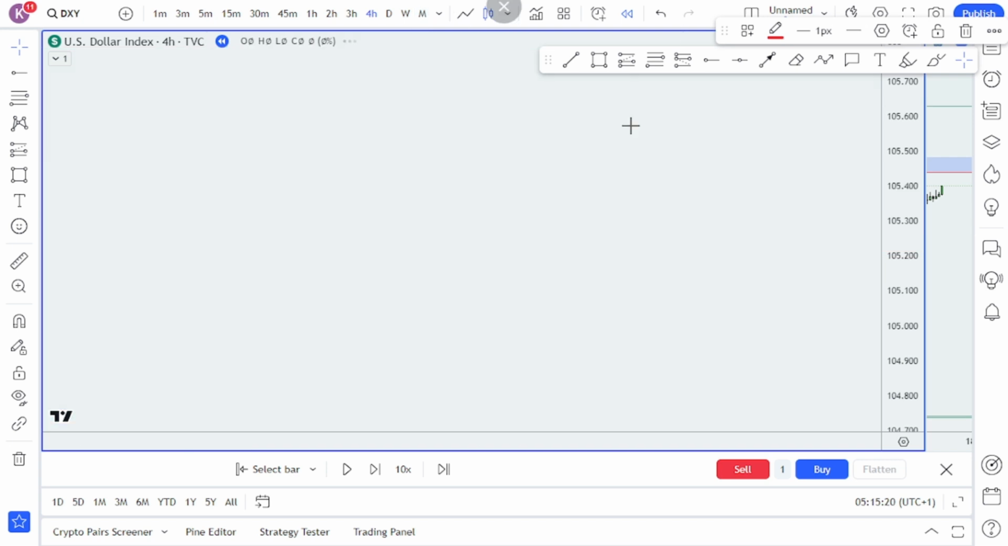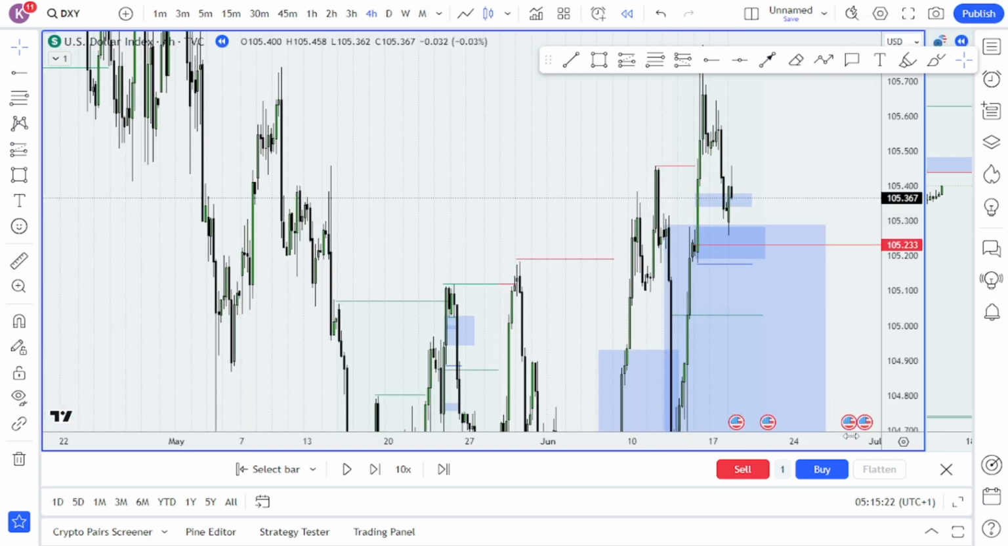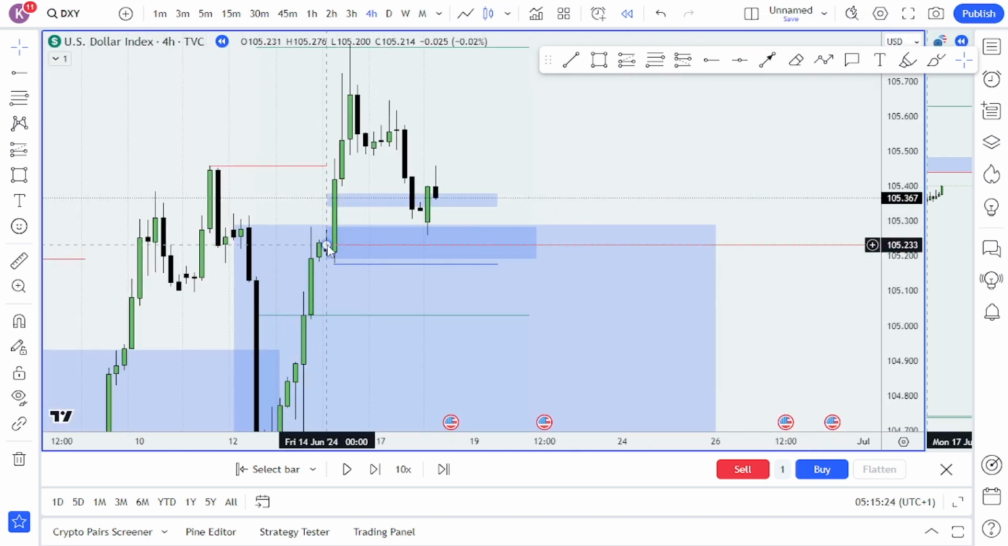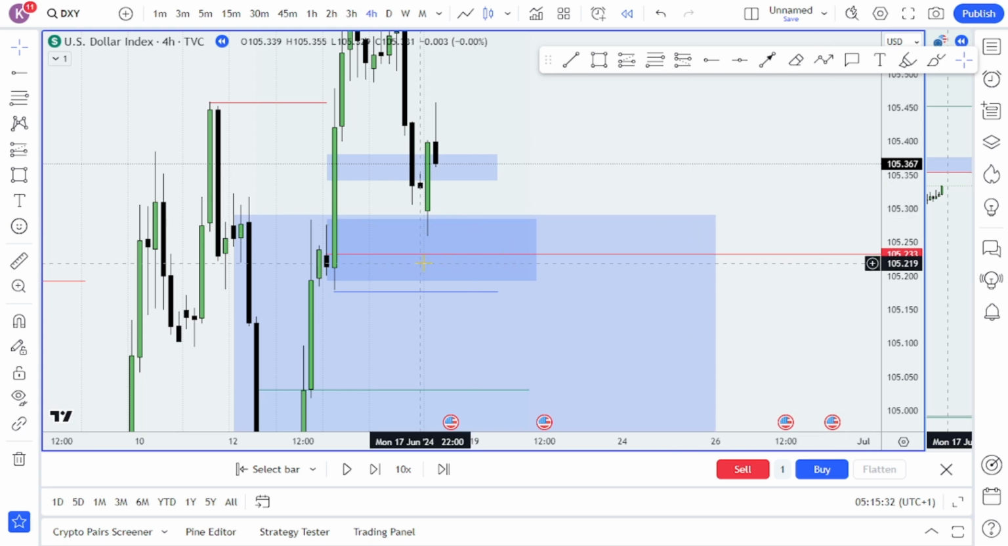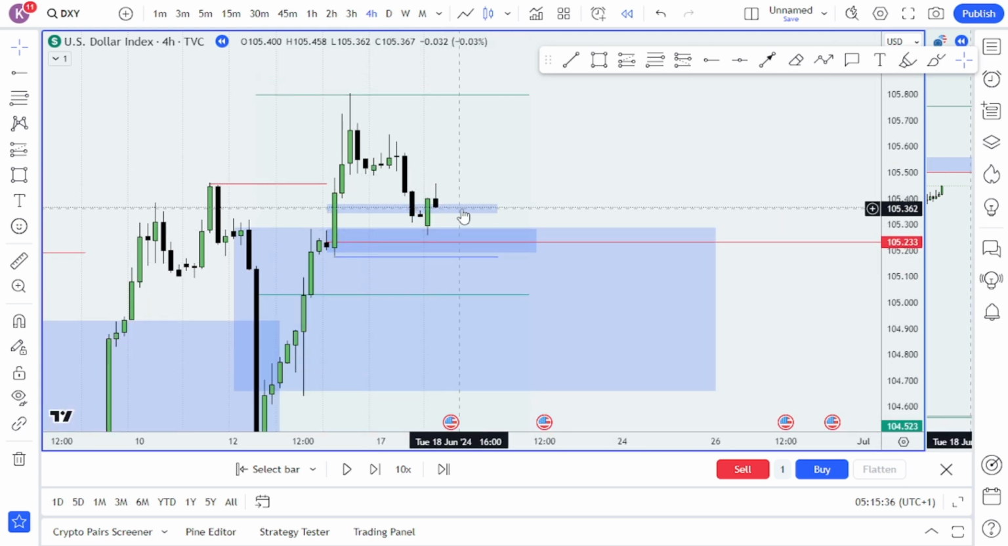So if my draw on liquidity for DXY again is down, but it mitigated here on 4 hours and it respected on 1 hour, but did not respect the 15 minute version of that same zone, I would literally trade towards it because we are in premium and the premium is sell. Okay, so trading towards it is fair enough.